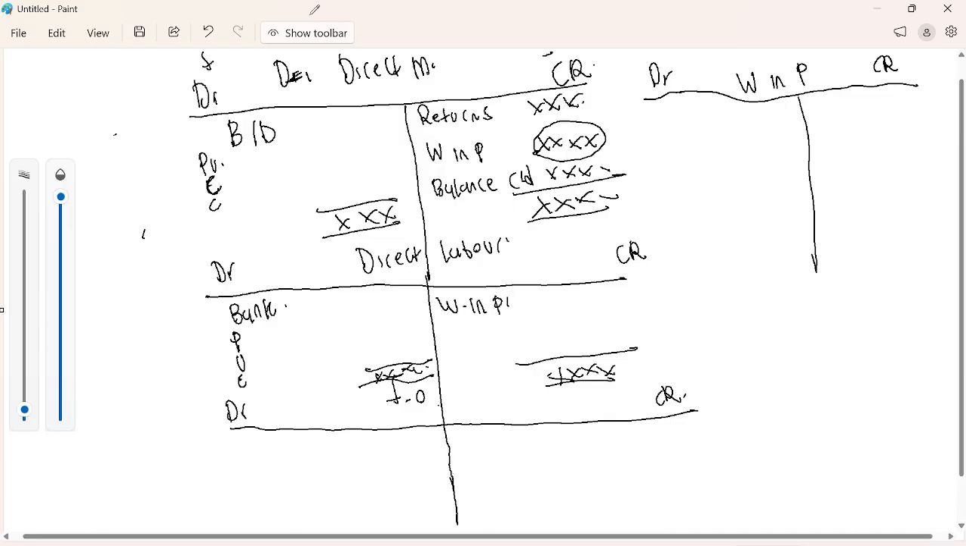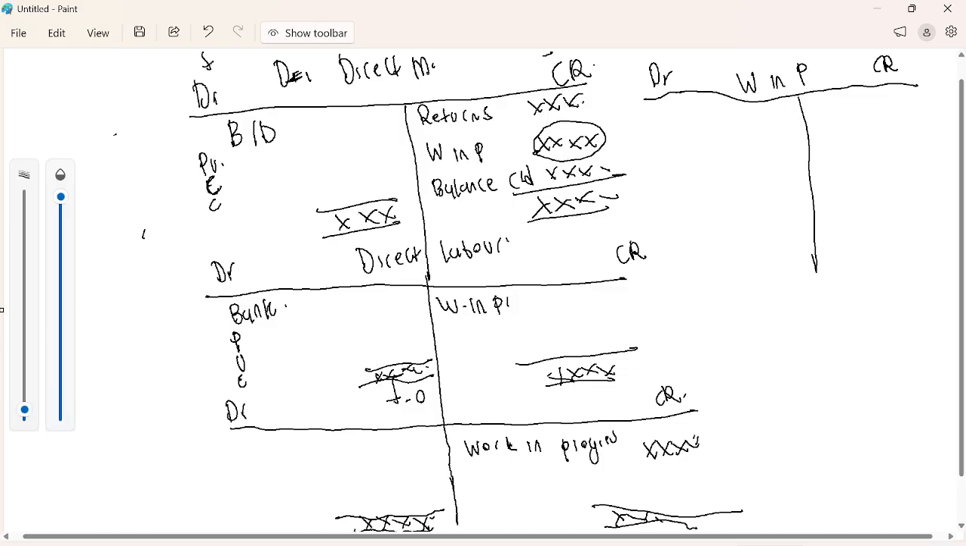I also have factory overheads. Factory overheads are the totals that I had there: indirect material, indirect labor, and expenses that relate to the factory. I'm going to totalize them here and also totalize them on this side. How? The balance that I got on this side, I'm going to simply transfer to this side, right? The same amount that is here, I'm going to write it as work in progress, right? So this will be your work in progress now.